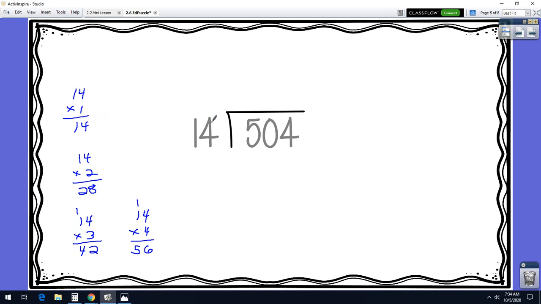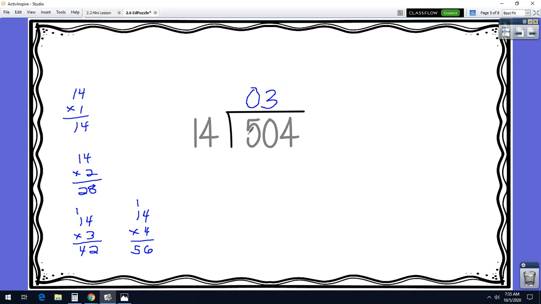But we've determined that 14 will not fit into 5, so I'm actually going to put a 0 there. Just like in multiplication, it was helpful to have a placeholder. It's helpful to have a placeholder here because I'm not putting a digit in the hundreds place. 14 will not fit into 500. I'm going to put it over here in my tens place. So we just figured out that 14 times 3 is the closest amount to 50 without going over.